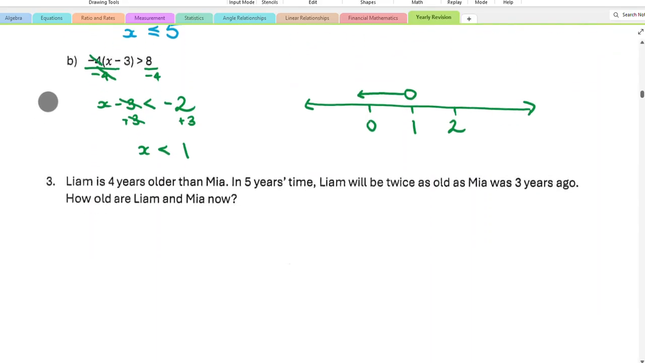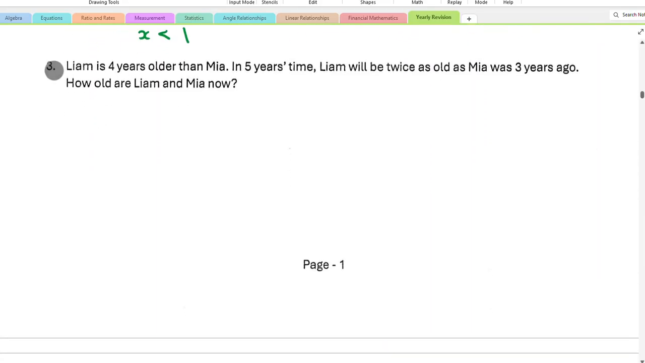The final type of question that I want to remind you of today are word problems. And there can be a variety of word problems that start from quite simple one-step equations through to pronumerals on both sides. This is quite a challenging one that I'm showing you here. So it says here, Liam is 4 years older than Mia. In 5 years' time, Liam will be twice as old as Mia was 3 years ago. How old are Liam and Mia now?